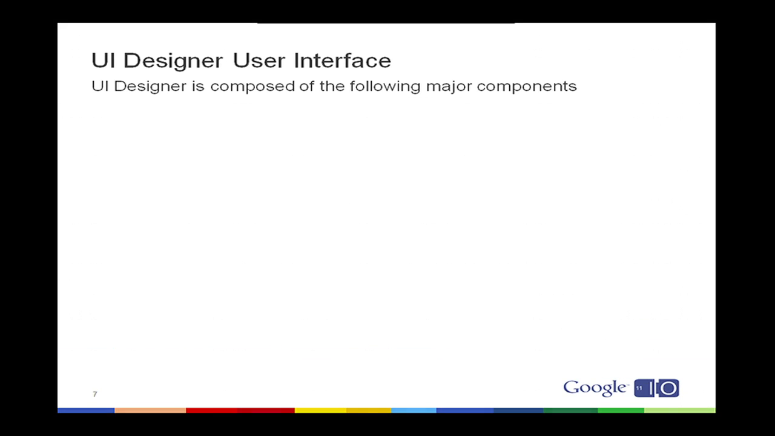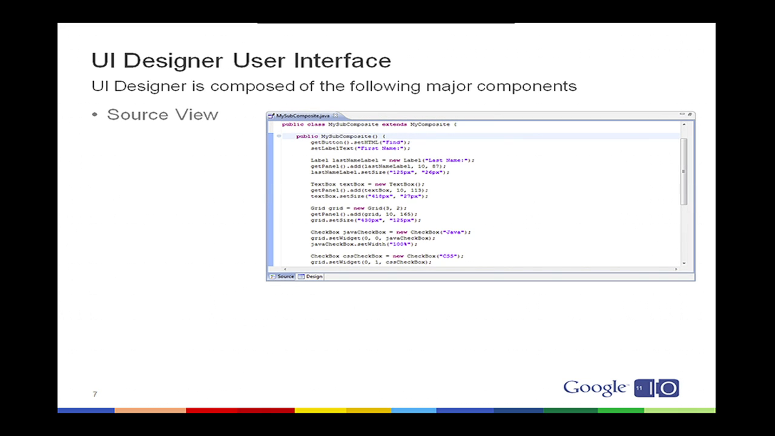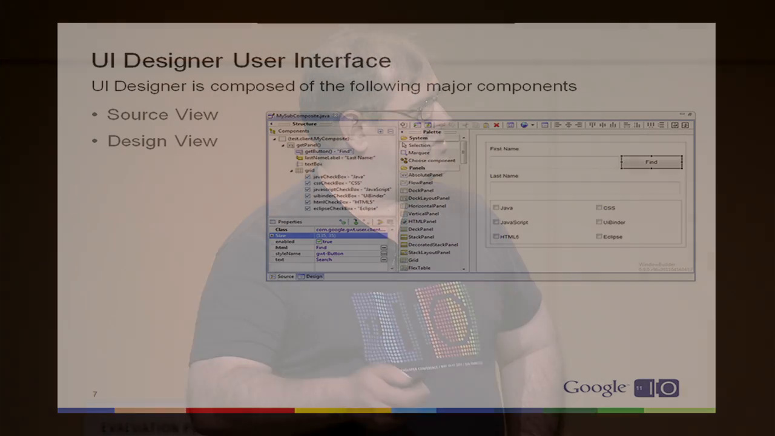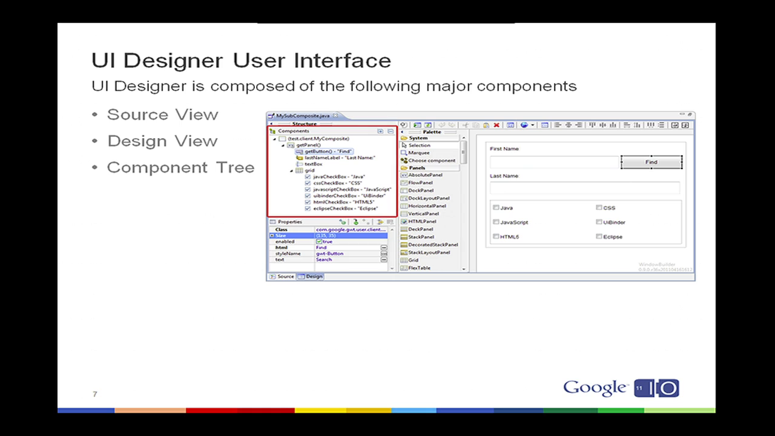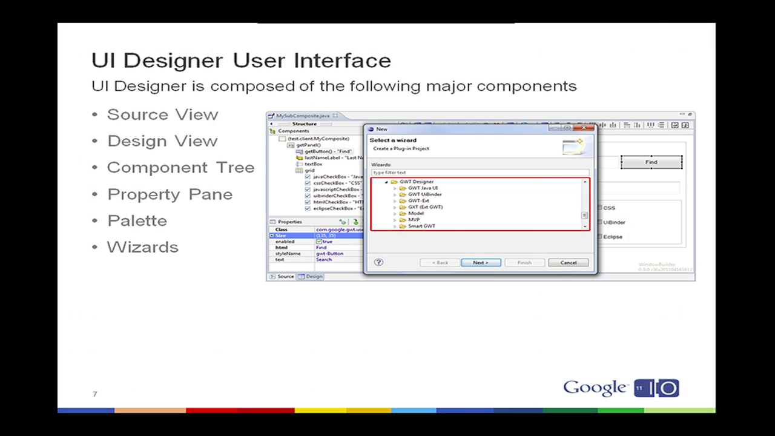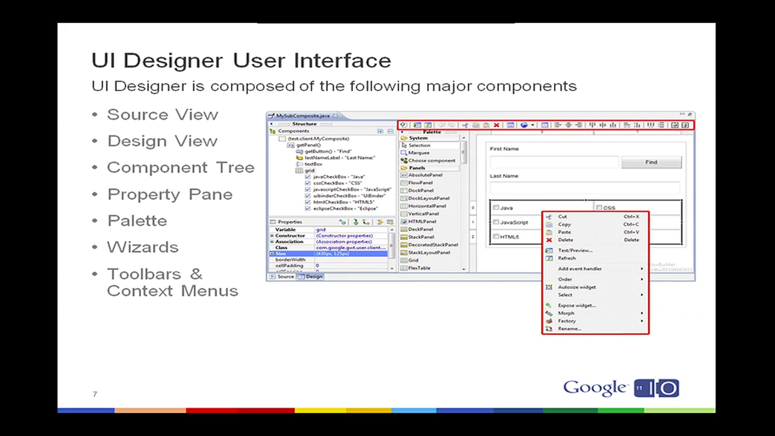So the user interface of the tool is composed of the following major components. There's the source view, where you see all your Java source, or if you're using UiBinder, you'd see the XML source. Switch to the Design tab, you see the design surface, which has a bunch of subcomponents to it. In the upper left-hand corner, you have the component tree, where you see a hierarchical view of all the components. You have a property pane, where you can edit the properties. There's a palette. There are a large number of wizards you can access to create different UI components. And then the various toolbar and context menu options. I'll touch on each of these in a little bit more detail.